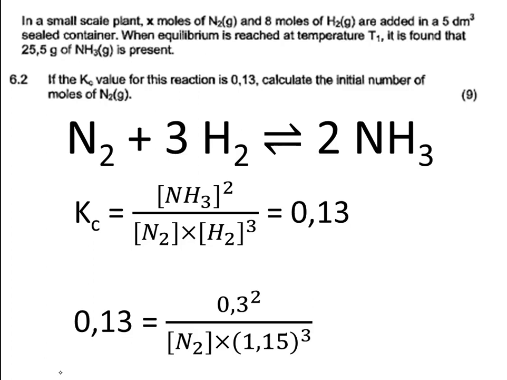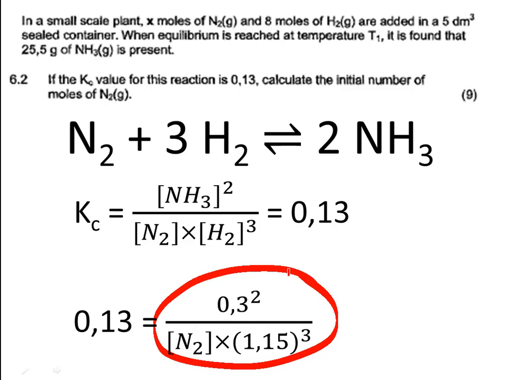So here I've done that. Concentration of ammonia is 0,3 at equilibrium. We raise it to the power 2. The concentration of hydrogen at equilibrium is 1,15 and we cube that. We don't know the concentration of nitrogen at equilibrium. That's the unknown. So we've got to solve for this unknown. To do that, we're going to have to rearrange this equation so that it's on its own. But how do we do that? All that, of course, is equal to Kc, and Kc's value is 0,13, we are told.